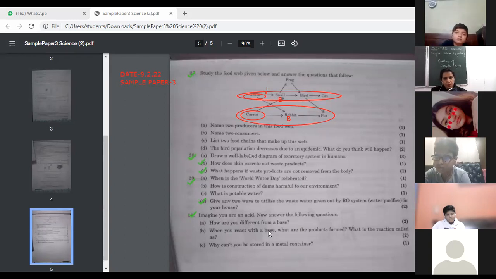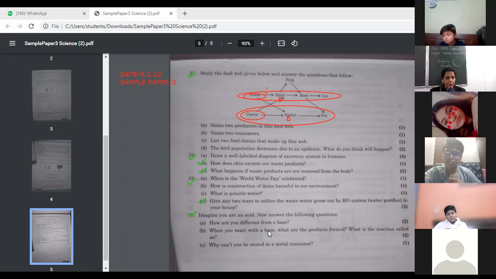Yes, Vansh, tell. Ma'am, we are different from the base because the base is a natural solution of the object, and the acidic is a chemical solution of the object. Okay, good. Anybody else want to give how you are different? You are acid and how are you different from the base? Anyone? Differentiate between acid and base on the basis of taste. How is that different?